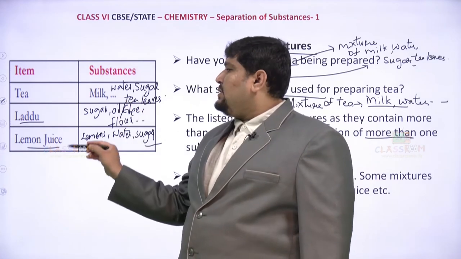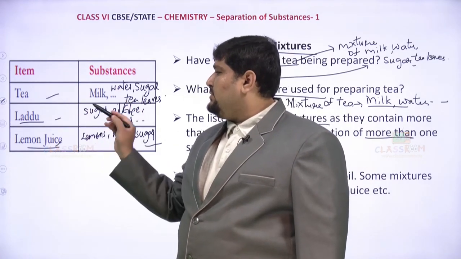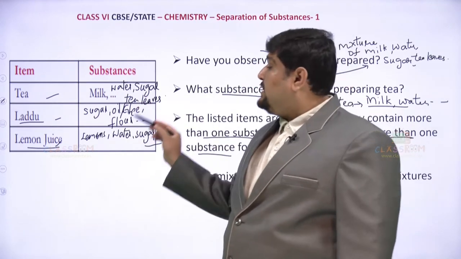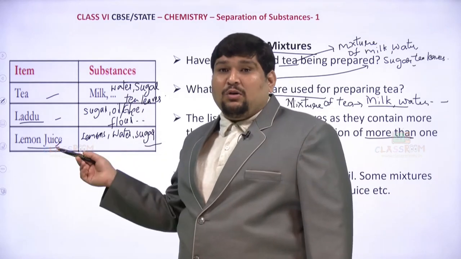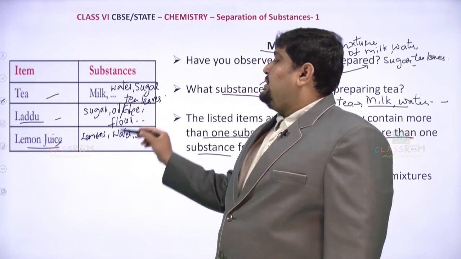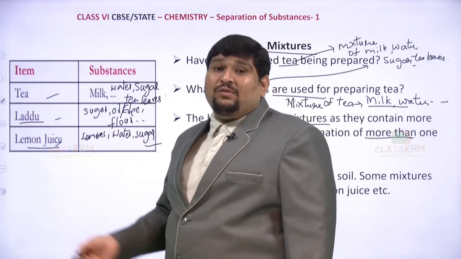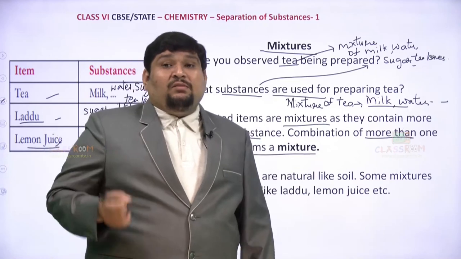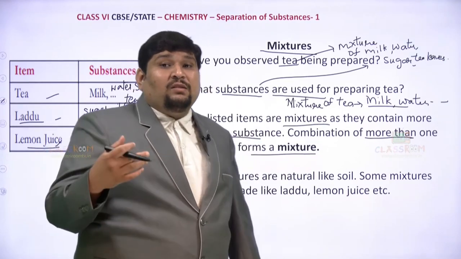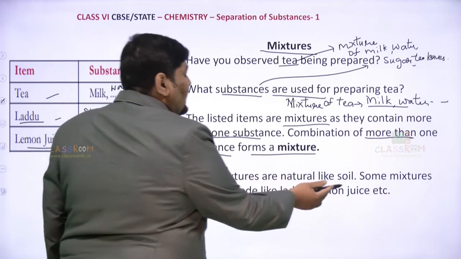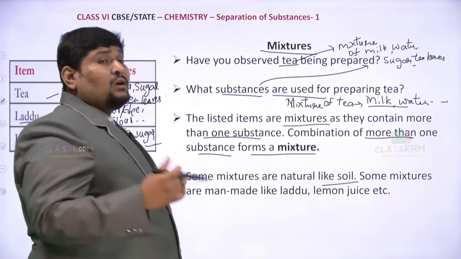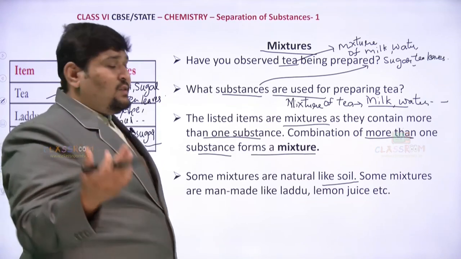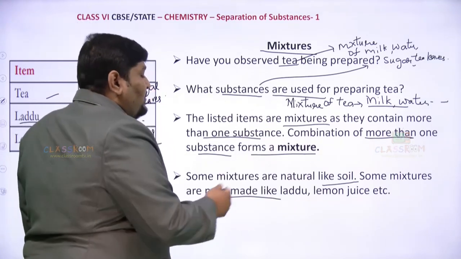Can you see now all these substances? These are different items, and each item contains more than one substance. You can't say there is only one substance it is made up of. They are made up of more than one substance. Those kinds of substances where you find a combination of more than one are all mixtures. Some mixtures are natural, like soil, isn't it? Soil is available in nature, in natural form. Some mixtures are also man-made, like laddu.